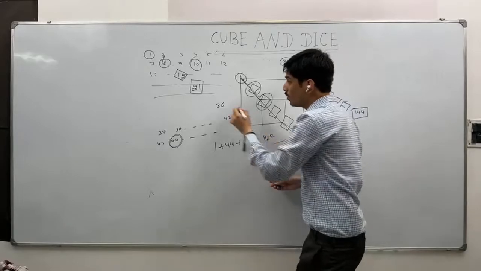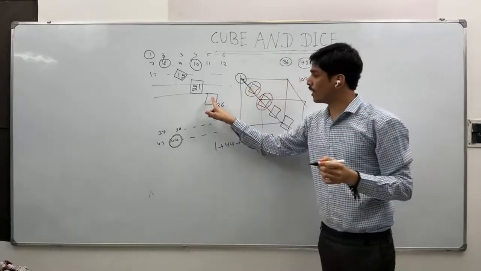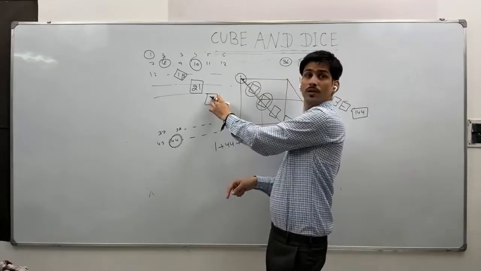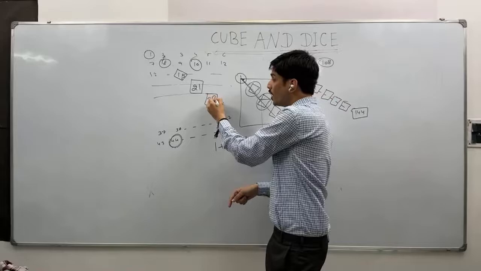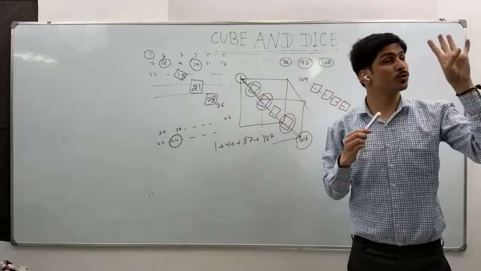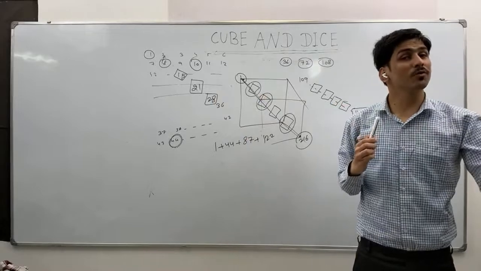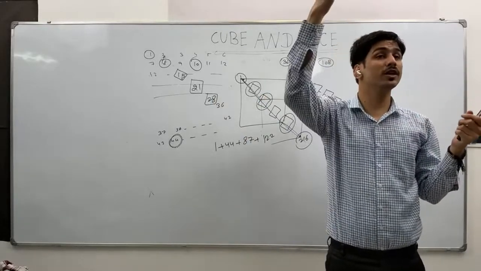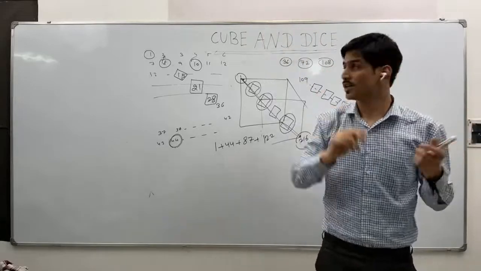122, right? Now tell me, what number will come here? 28. Now from 28, if I want to find this cube, which layer am I supposed to go to? Fourth layer, right? If I am crossing one layer, I am adding 36. If I have to go to the fourth layer, it means I have to add 144, right? Are you getting my point?